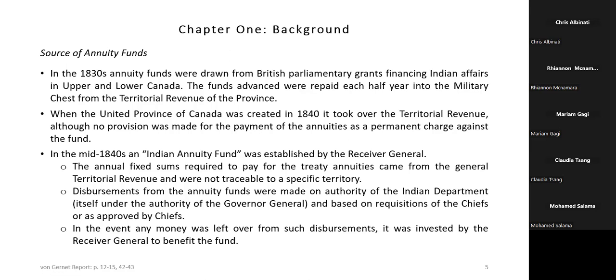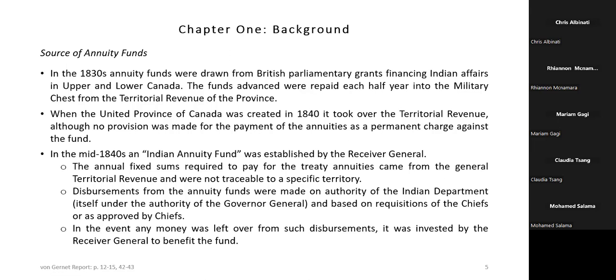So there's these grants that were financing Indian affairs in both the Canadas, and the funds were then repaid each half year into the military chest. And those funds were derived from what was called the territorial revenue of the province, which was any and all revenues that came from the territory.